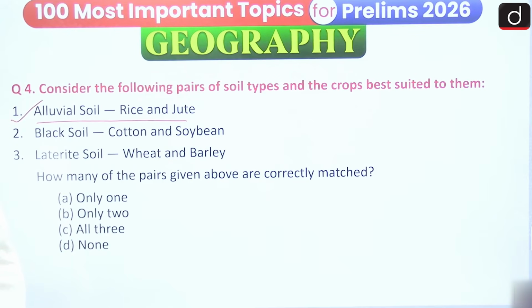Black soil, cotton and soybean. Yes, black soil is a clay soil and cotton and soybean are grown there. And third, laterite soil, wheat and barley. No, wheat can be grown in alluvial soil, and barley can be grown in alluvial and desert kinds of soil. It is in alluvial soil, not laterite. So this is wrong, and only two are correct.